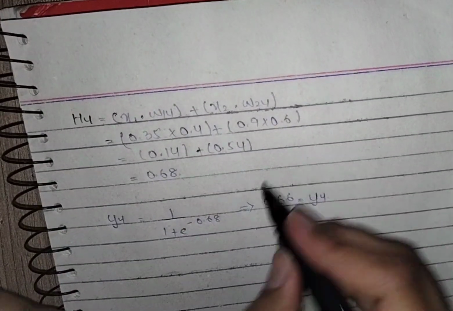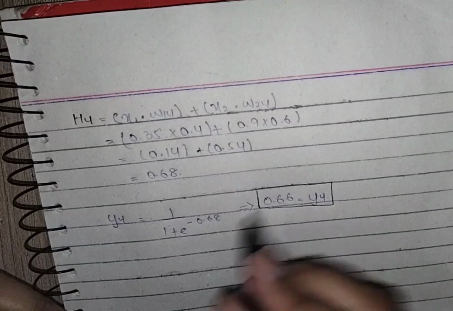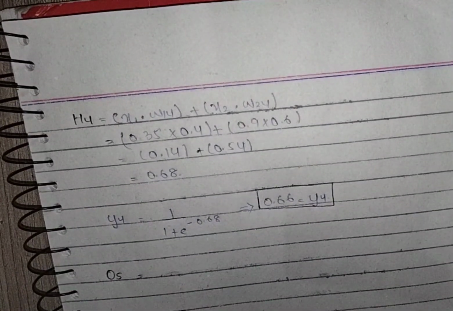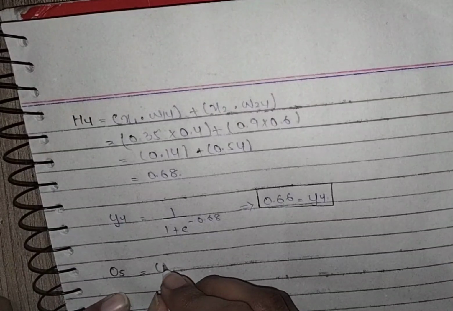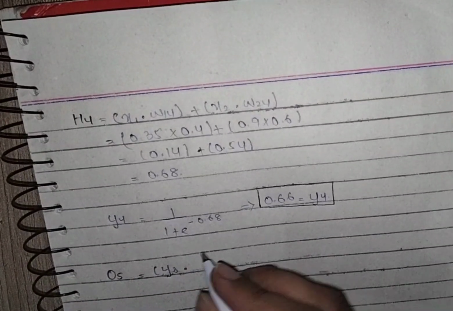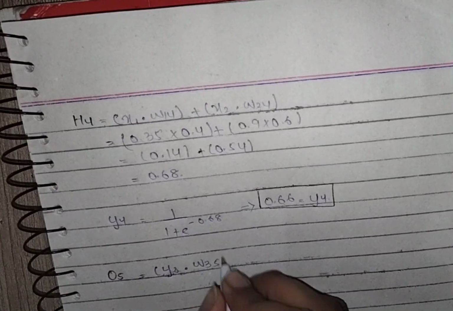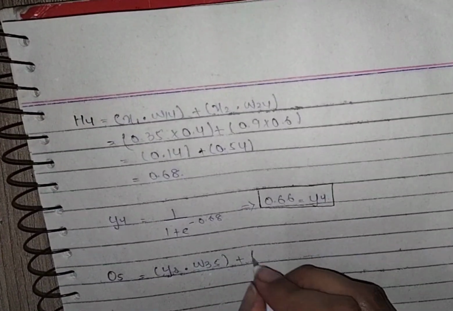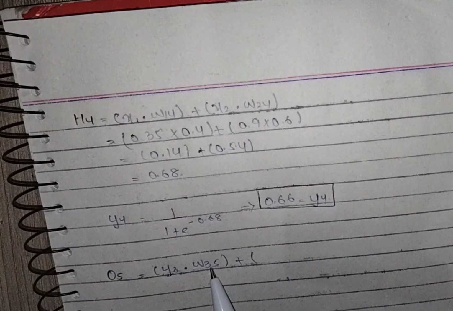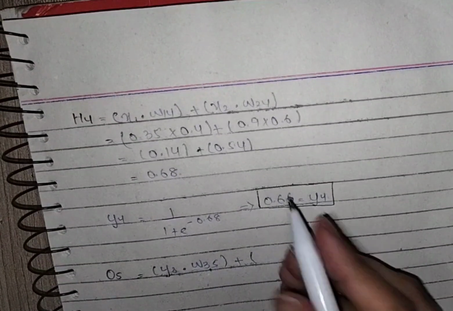Perform the same for h5, O5, because it is the output layer and it moves in the forward direction. So y3 multiplied by w35, and so on. I hope you understand why I am doing it. If you do not understand these calculations, you can ask me in the comments, or you can watch my previous video.